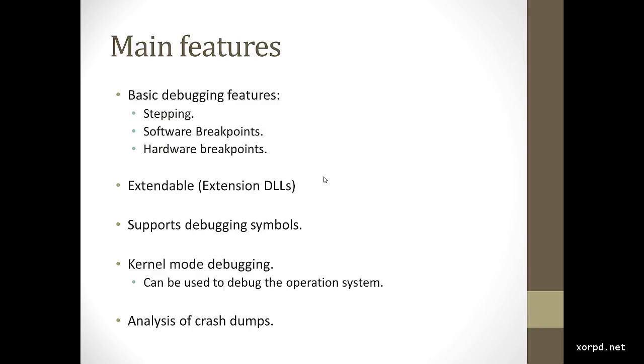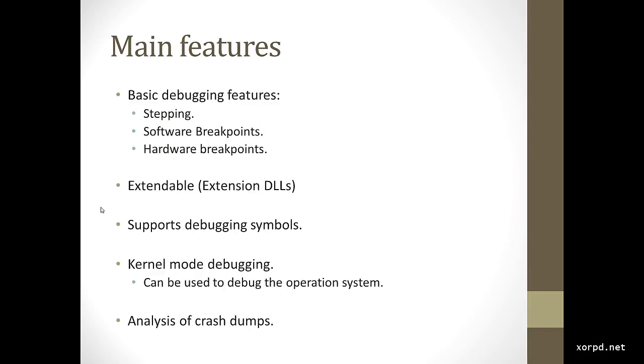Some other features which we haven't talked about and we will not touch in this course, but I just want to mention them. WinDbg supports debugging symbols. If you write a program in the C language, for example, or maybe C++, WinDbg can show you the names of the functions, or maybe names of variables, and so on.